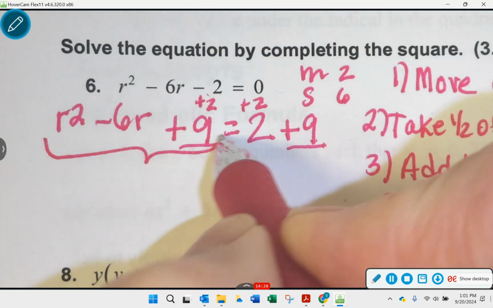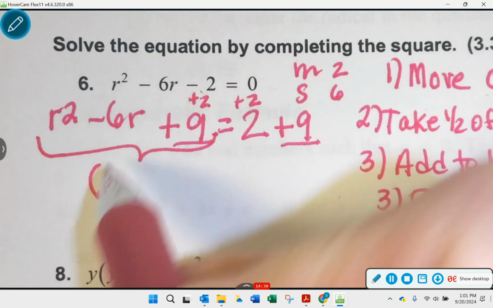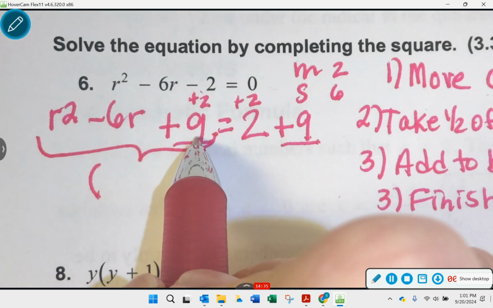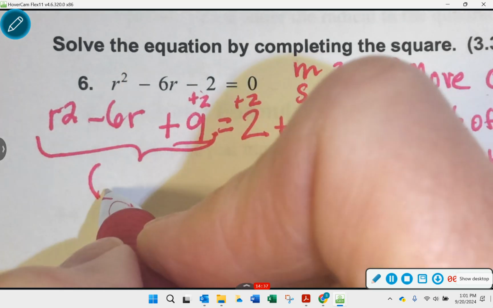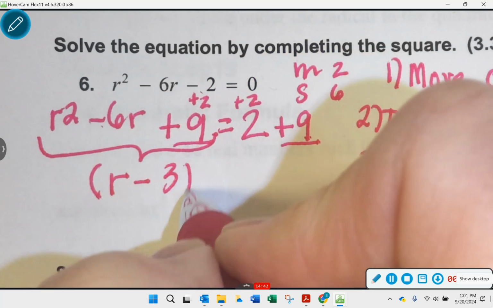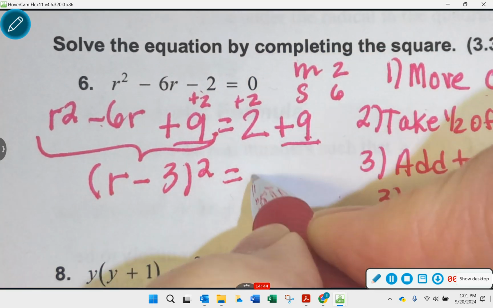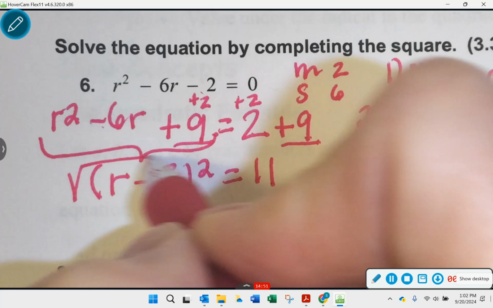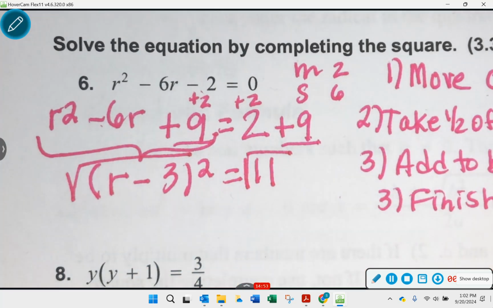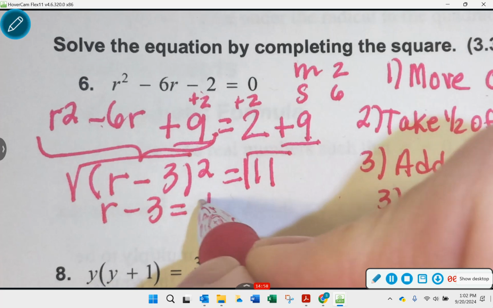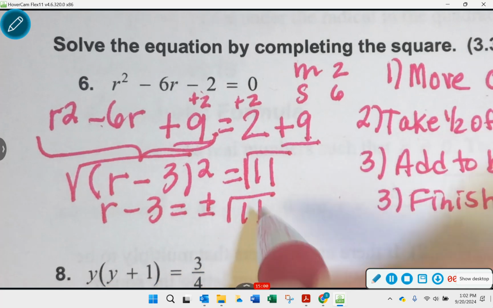What's another name for this? Look, if I take half of this and square it, don't I get 9? So now I do the square root. The first sign and the square root equals 11. And now we take the square root of the left side and the square root of the right side. So I'm going to have r minus 3 equals plus or minus radical 11.